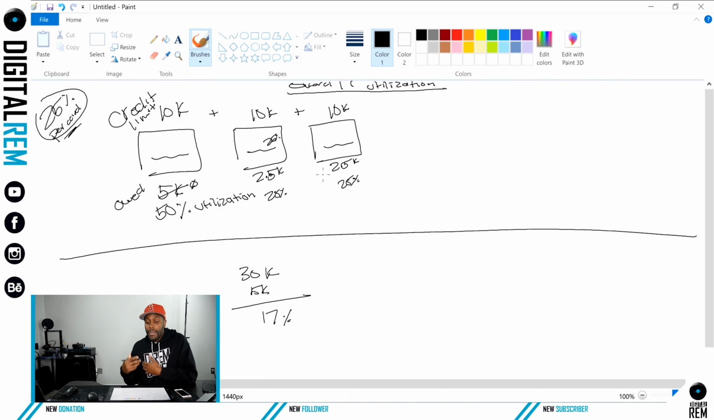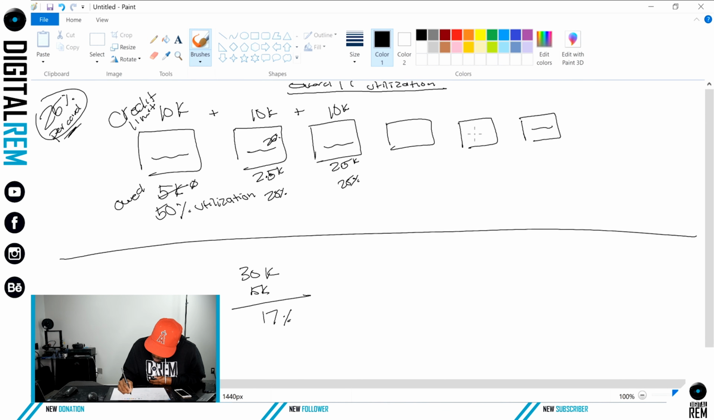Well, Chris, how do you get it to between 2 and 10%? Yeah, I think you're starting to see the trend here. You apply for more cards. So we're gonna apply for 3. We're gonna apply for, let's say 5. We're gonna apply for 3 more cards. Boom, boom, boom. These are cards, 10K each. I'm using 10K to simplify it.